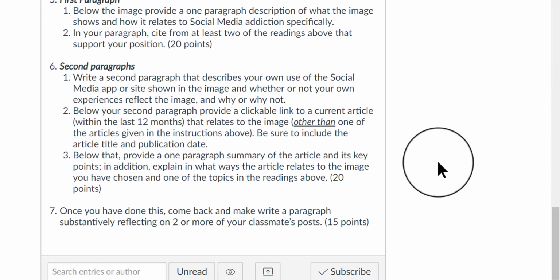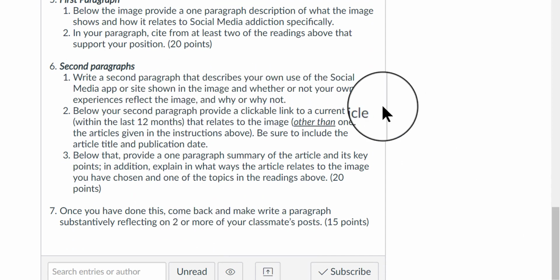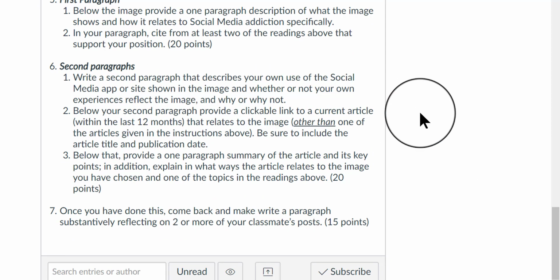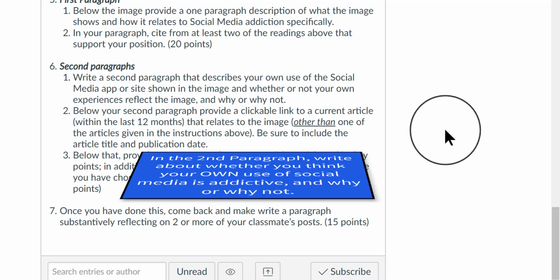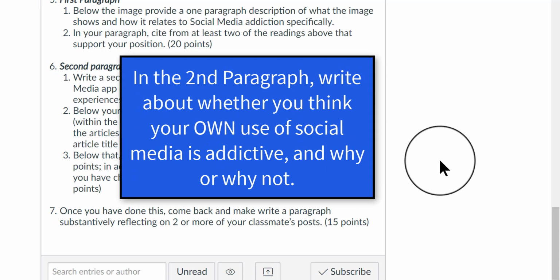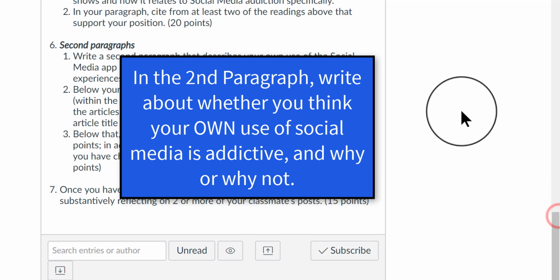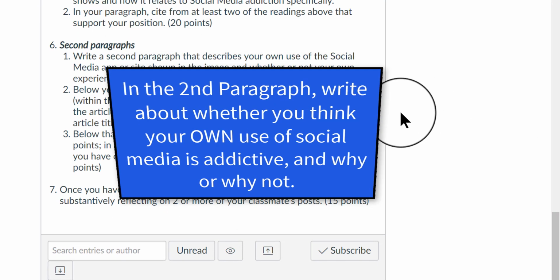Then in the second paragraph, you're going to write something that describes your own personal use of social media, that particular one, or the site shown in the image, and whether or not your own experience reflects that image. In other words, whether or not you feel that you have become addicted to that or not. And put your real feelings down, what you really think about it.